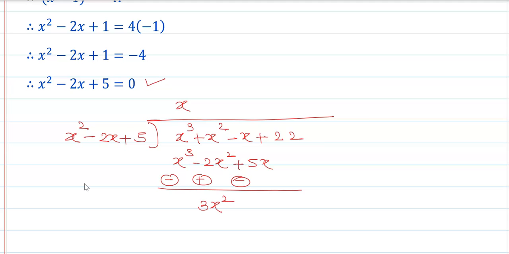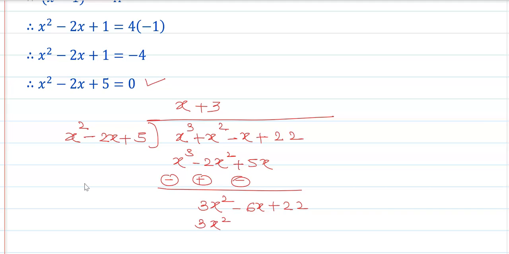Plus x, sorry, minus x and minus 5x, you will get minus 6x. And lastly, plus 22. Again, to get the 3x square, we have to multiply this divisor by 3. Consider the first term. Therefore, to get the 3x square, we have to multiply x square by 3. Therefore, here is 3x square.